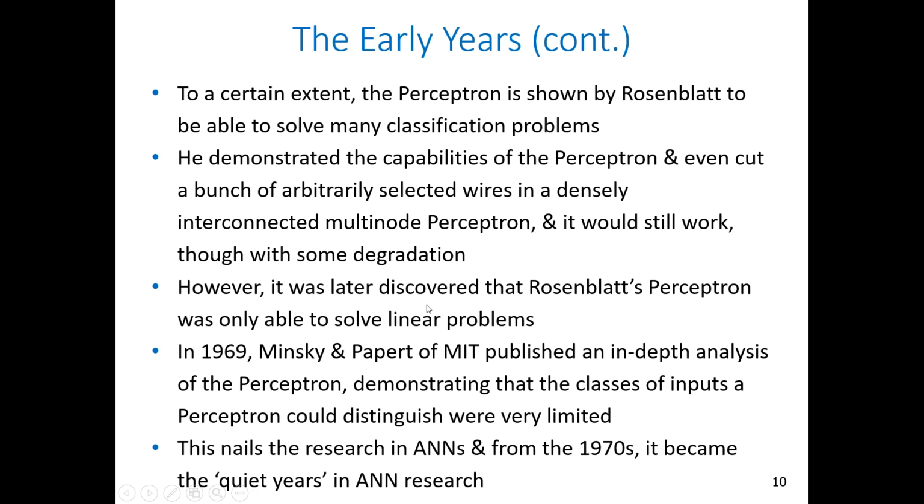However, it was later discovered that Rosenblatt's perceptron was only able to solve linear problems. We will see what a linear problem is shortly. In 1969, Minsky and Papert of MIT published an in-depth analysis of the perceptron, demonstrating that the classes of inputs a perceptron could distinguish were very limited. So the perceptron cannot solve complicated problems. Unfortunately, this nailed the research in artificial neural networks, and from the 1970s, it became the quiet years in artificial neural network research.